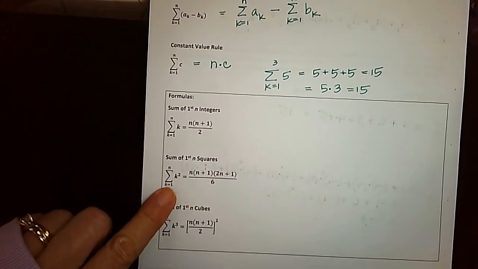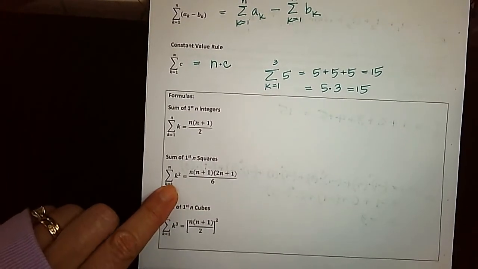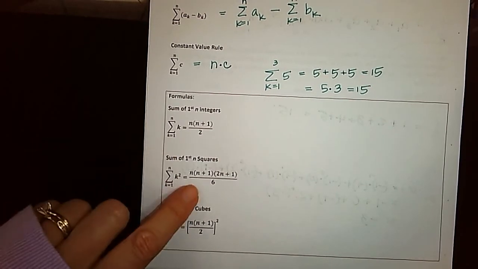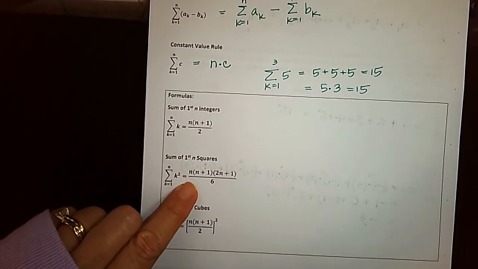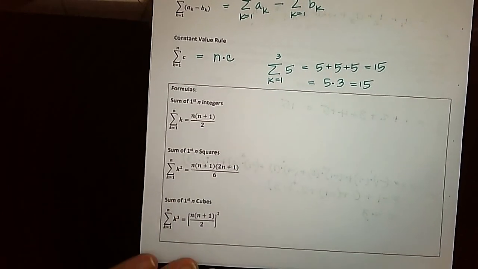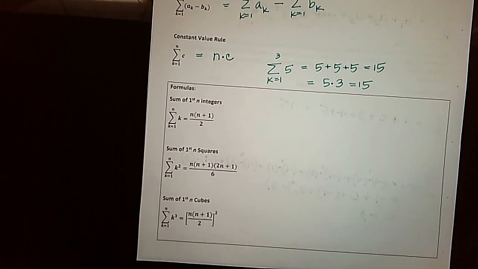For squares, if I had k squared and I wanted to add up depending on how many terms, the n at the top here, my upper limit, I would take that number times n plus 1 times 2n plus 1 and then divide by 6. And then the sum for the number of cubes, k to the third, is n times n plus 1 divided by 2, and that quantity is squared. All right?